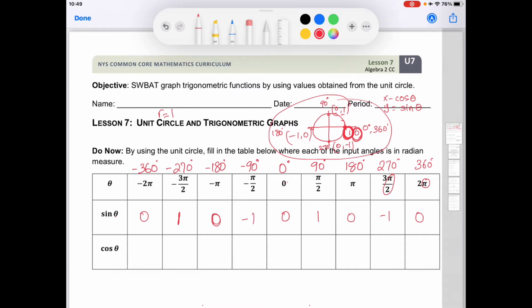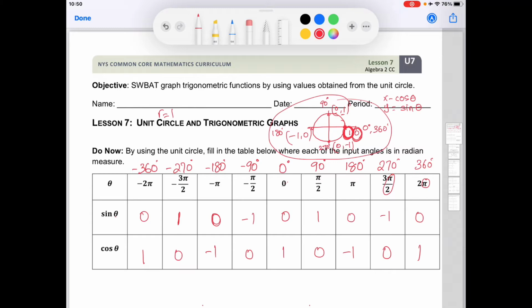Now cosine is always the opposite. So cosine of 0 is 1. I'm going to do the right side. Cosine of 90 is what? 0. 180 is negative 1. This is 0, and this is 1. And I'm going to reverse the order for the left side. So cosine of negative 90 is 0, negative 180 is negative 1, negative 270 is 0, and negative 360 is 1. Do you see how it alternates?